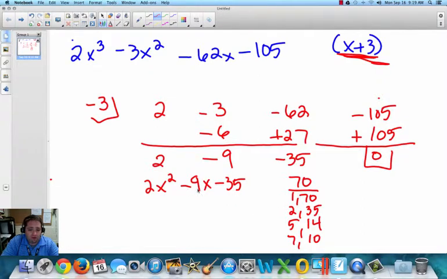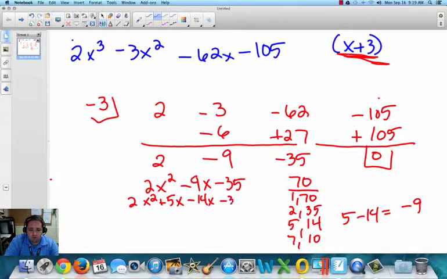I've got to figure out a way to get negative 9 out of these. That's not going to happen, that's not going to happen. Ooh, I could do 5 minus 14. That gets me negative 9. So I'm going to break this down into 2x squared plus 5x minus 14x minus 35. Now I'm going to throw in my grouping symbols.